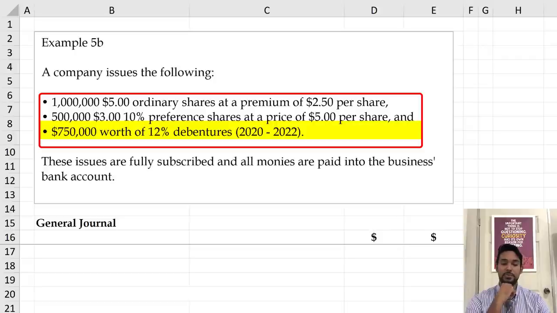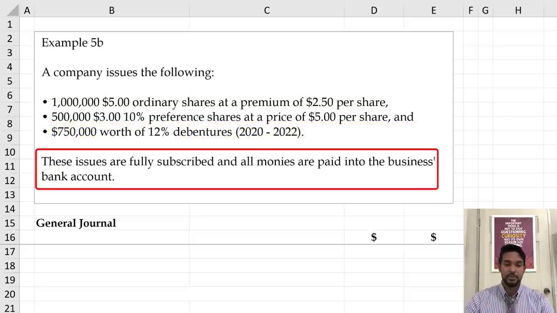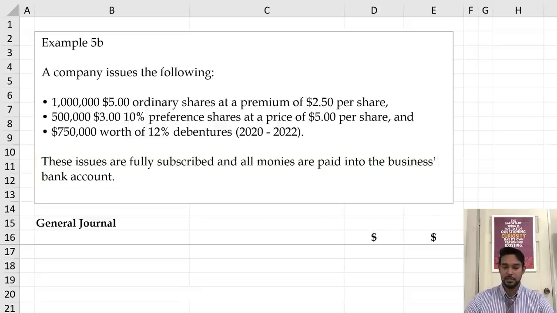And $750,000 worth of 12% debentures, 2020 to 2025. So we had no calculation for the debenture figure there, they gave it to us. Issues are fully subscribed and all monies are paid into the business's bank account, okay? So let's start with the ordinary share. Let's show everything separately first.